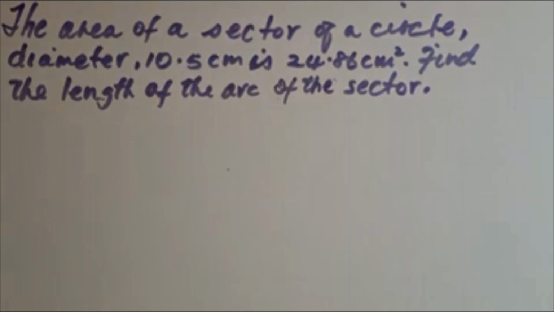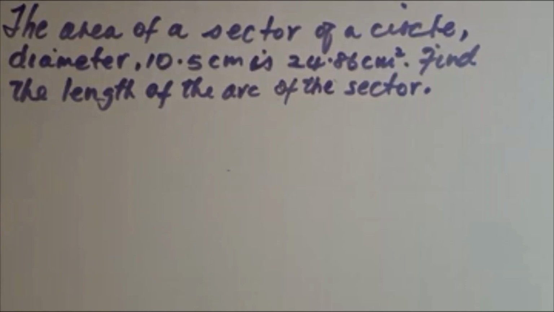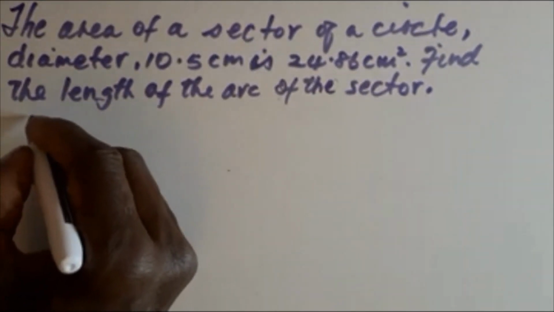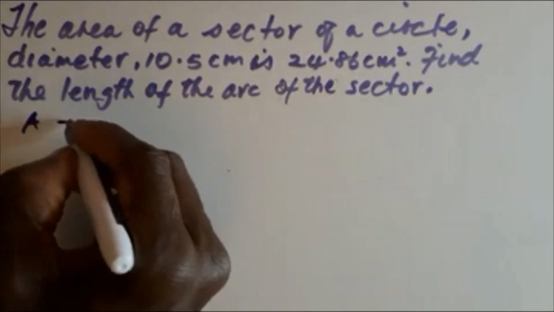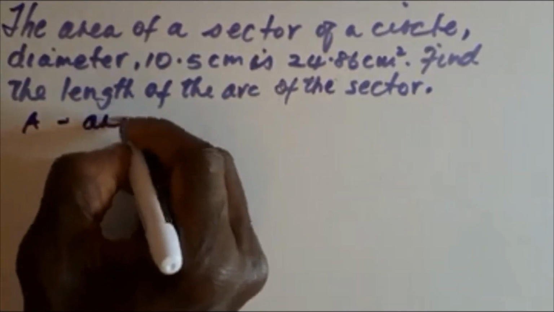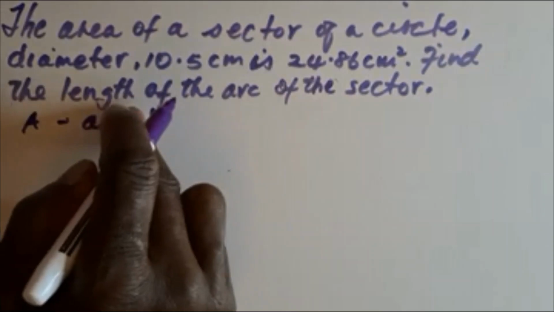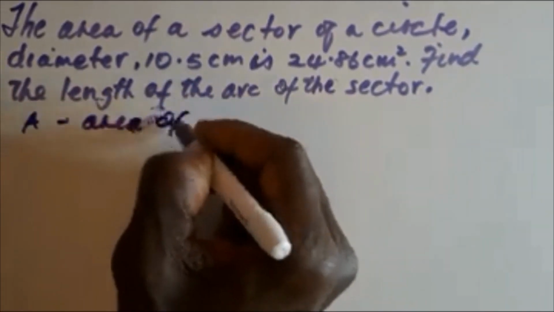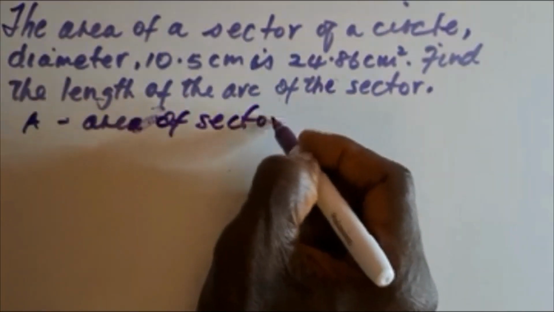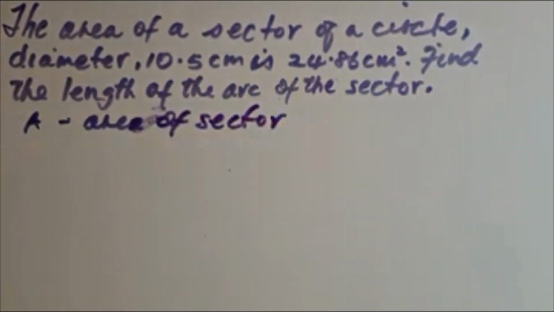Hi. The area of a sector of a circle with diameter 10.5 centimeters is 24.86 centimeters squared. Find the length of the arc of the sector. Well, if we call the area of the sector A, area of sector, this makes it easier for us to create our formula.